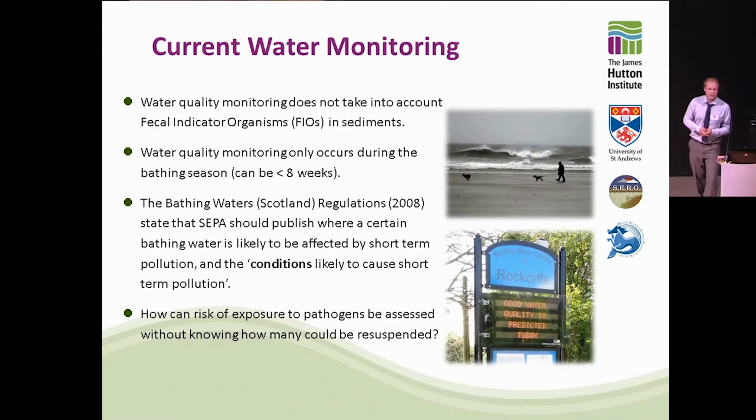The bathing water regulations state that SEPA should publish where a certain bathing water is likely to be affected by short-term pollution and publish the conditions likely to cause this short-term pollution, which is obviously useful for the public when they're going to a beach. And a lot of places have electronic signs. But how do they know what the risk is to the public if they don't know what's going to be resuspended from where, from what sediments at what time? If they know there's industrial work happening upriver or up the coast, suspended sediment might be coming down, and then that might settle out for a few weeks and then get resuspended at a later time and cause problems then.